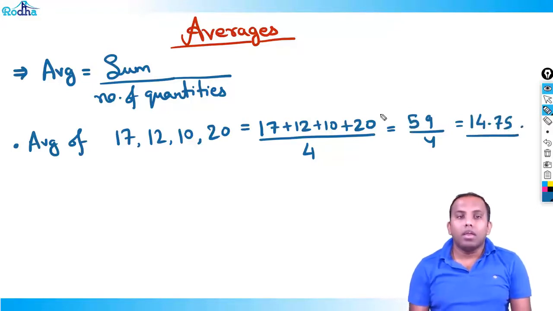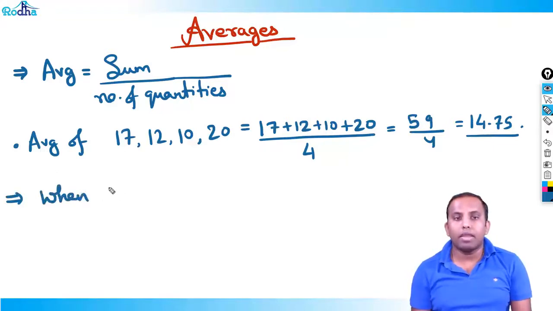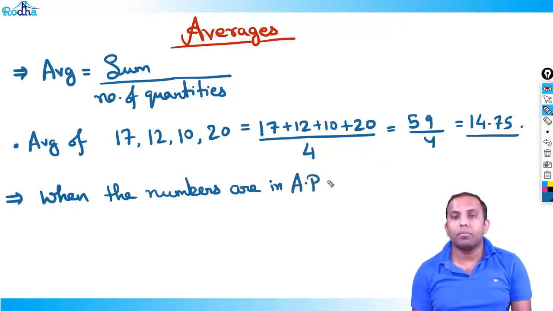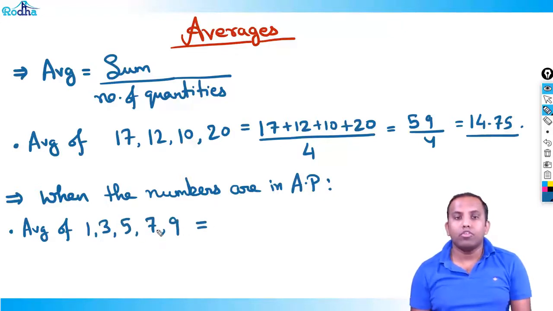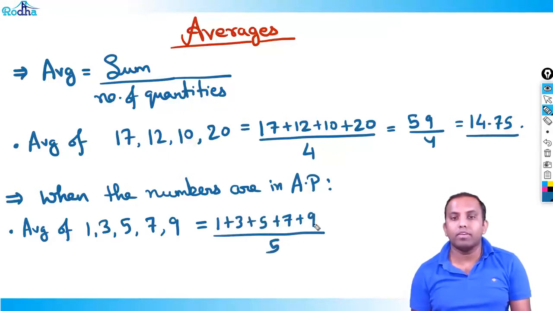Correct? But the special case of average is when the numbers are in AP. So when the numbers are in AP, right? For example, I have to find the average of 1, 3, 5, 7 and 9. So if you sum it up, 1 plus 3 plus 5 plus 7 plus 9 divided by 5, there are 5 quantities here. You see the average is 5 only, right?